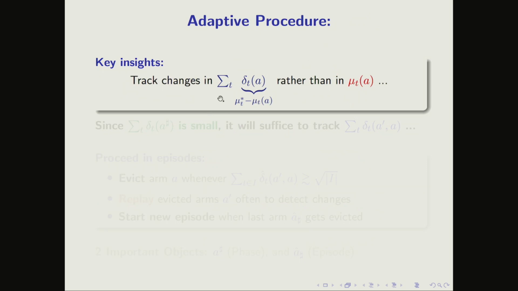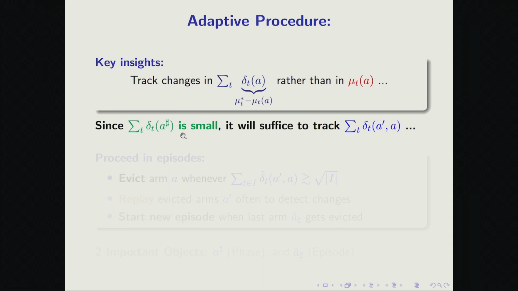So here what we'll try to track instead is this aggregate regret. Okay? The aggregate regret itself has this mu t star in there. The dynamic regret has this mu t star in there. That's the reward of the best arm. We don't know it, so we cannot track it.